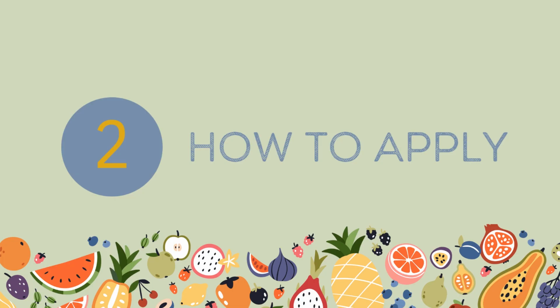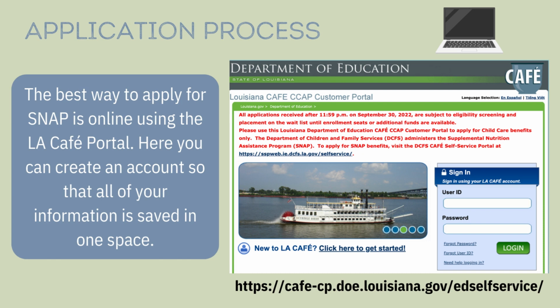So next, we're going to go over how to apply. The best way to apply for SNAP is online using the LA Cafe portal, and it's pictured right here. What you're going to do is create a user ID and password, and this is government encrypted user ID and password. It is a very protected website, very secure, and so don't worry about any of your information. This is purposefully made so that it's got your information locked in it.